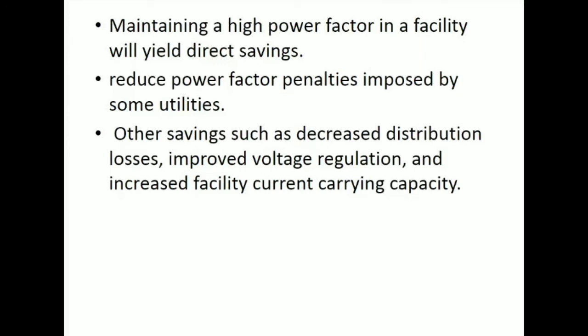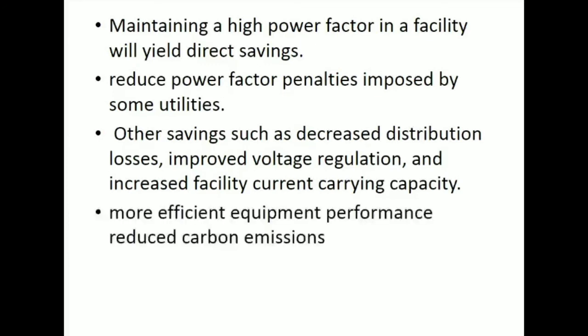The distribution losses will be reduced by reducing the I squared R loss, by reducing the current. Improved voltage regulation is obtained by reducing the voltage drop. Voltage drop is I into R. If you reduce the current, I into R will get reduced. And increased facility current carrying capacity: if the load current is reduced, the facility will be capable of carrying more current.